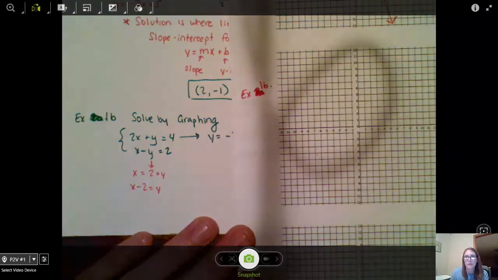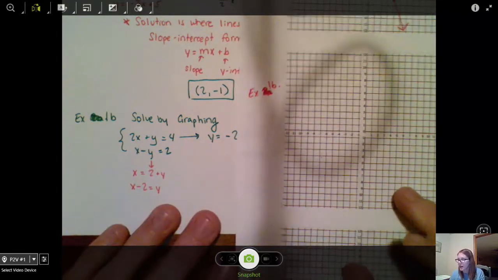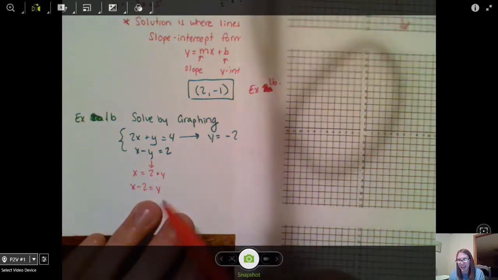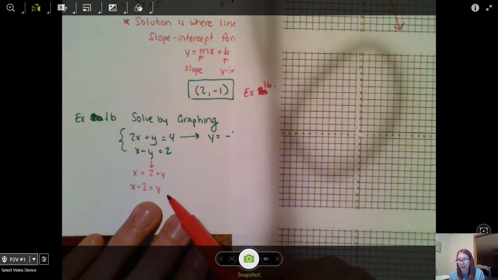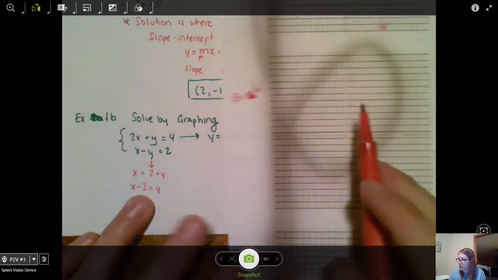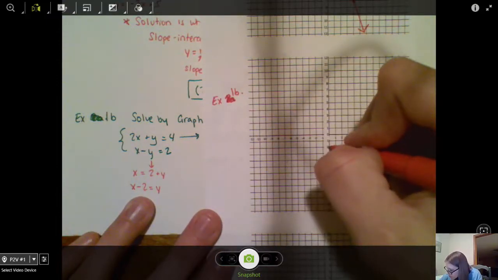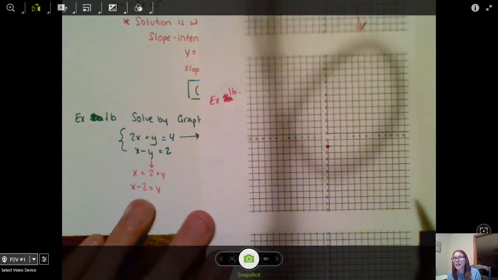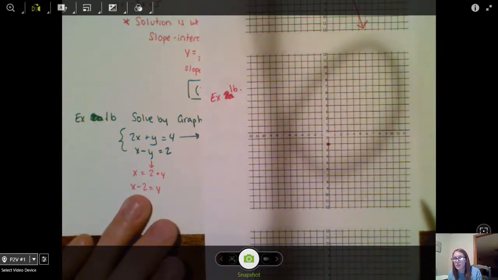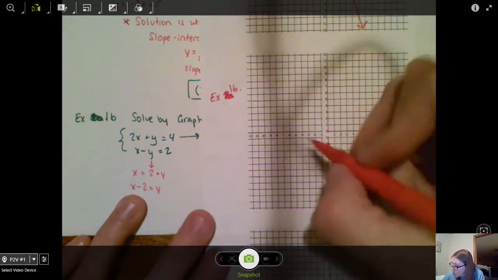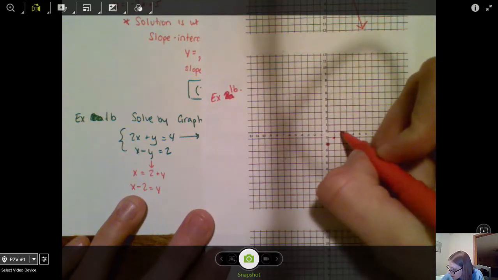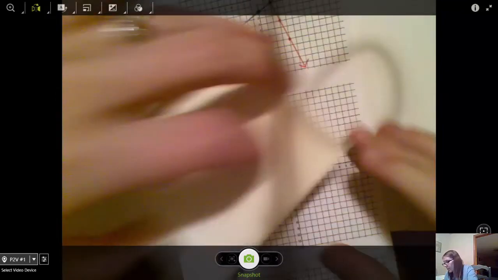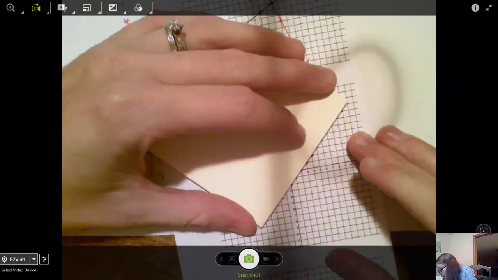Example 1b, sorry. Our first line, let's graph the red since I have the red pen in my hand. y equals x minus 2. My y-intercept is negative 2. Start there. And then my slope, what is that number in front of the x? Remember, if there's not a number there, it's really 1. My slope is 1, up 1 over 1, up 1 over 1. And then connect your dots.